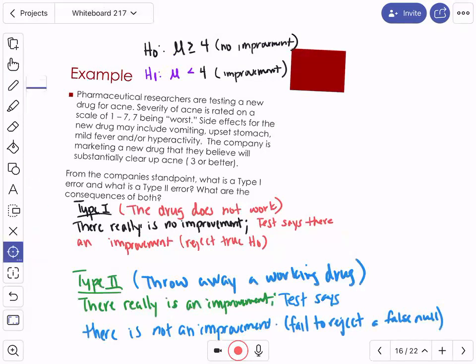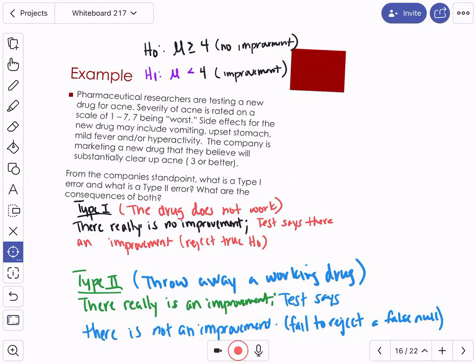What are the consequences of a type 1 error? What happens if you give a drug out that does not work? What happens there? Look at the side effects of the new drug. They may include vomiting, upset stomach, mild fever, and or hyperactivity. What have you just done? You're passing out a drug that does not work, and you're giving people these side effects when the drug does not work. That's a pretty bad thing to do.